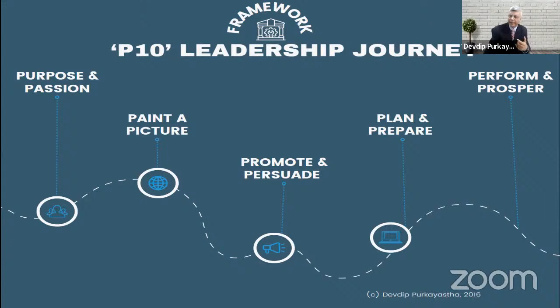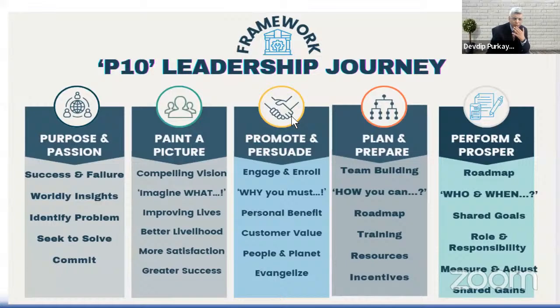So let's deep dive a bit more in the context of business. This was a broad leadership journey, okay? Let's talk about the first two P's first, purpose and passion.